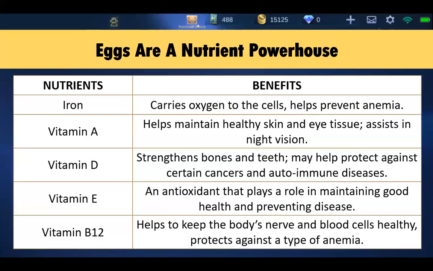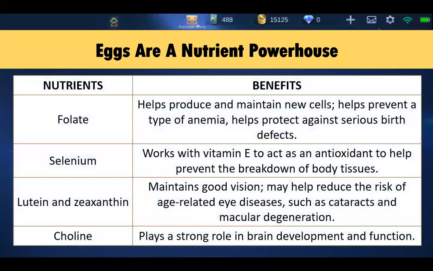Vitamin E, an antioxidant that plays a role in maintaining good health and preventing disease. Vitamin B12, which helps to keep the body's nerve and blood cells healthy and protects against a type of anemia. Folate, which helps produce and maintain new cells, helps prevent a type of anemia, and helps protect against serious birth defects if taken prior to pregnancy and during the first 3 months of pregnancy.